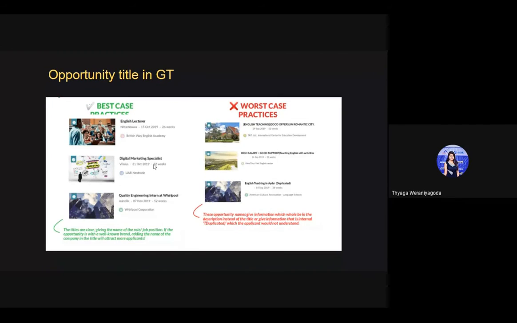Let's look at iGT. Here they have "English teaching, good offers in romantic city." Don't use this. We are not going to use those. And here, "high salary plus good support." These are not professional. Also, this is a duplicated opportunity. We don't let those happen. It should be, as I mentioned, English lecturer, digital marketing specialist, something like this, very professional. So this is English lecturer in Colombo British Way English Academy. This is the correct way.